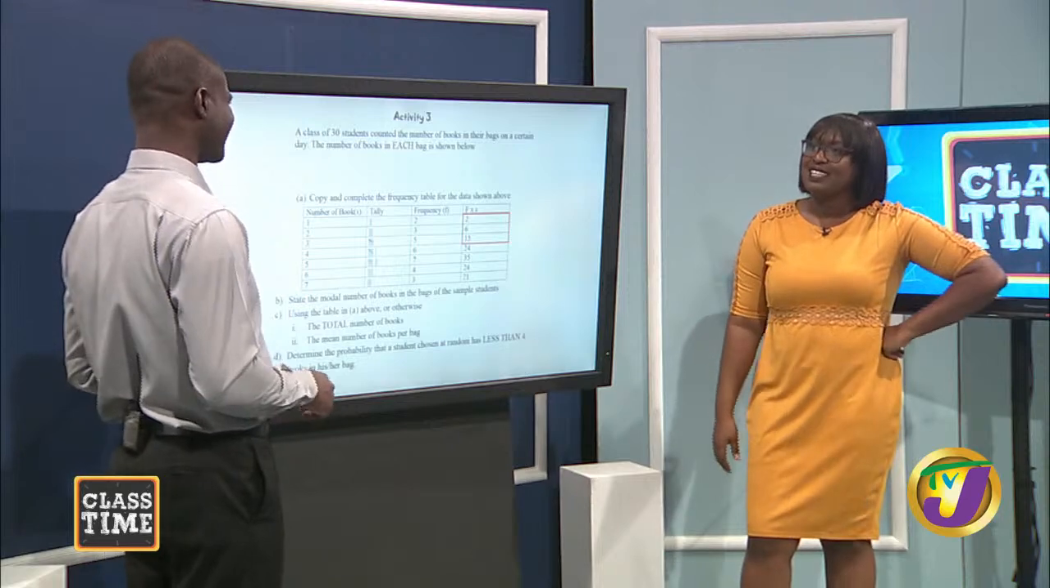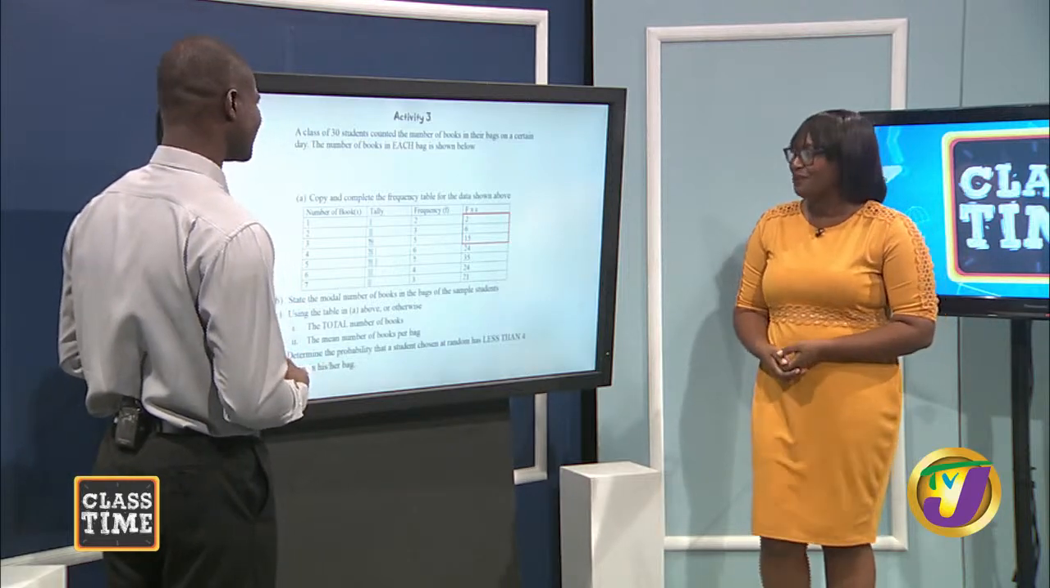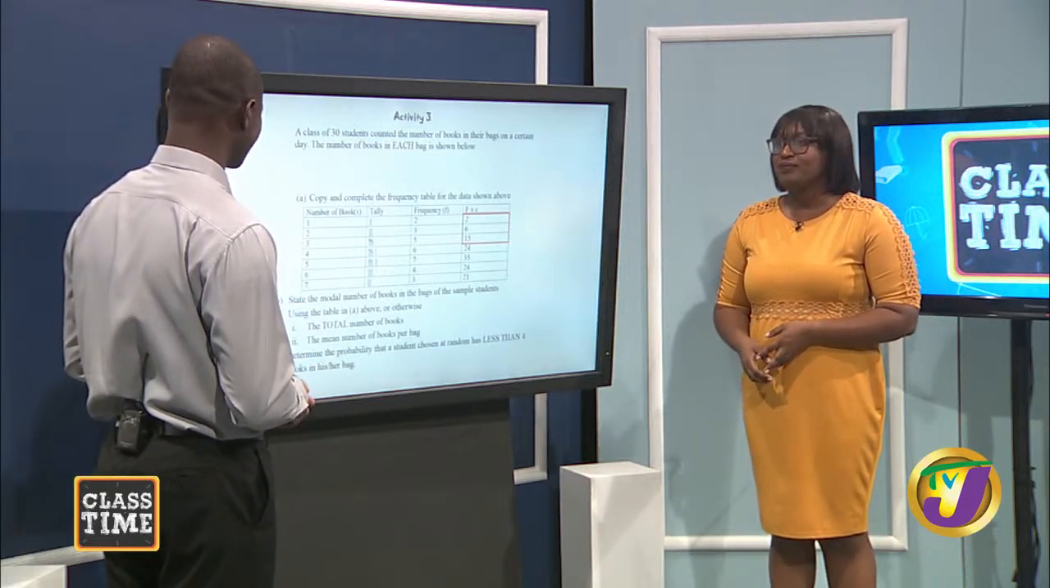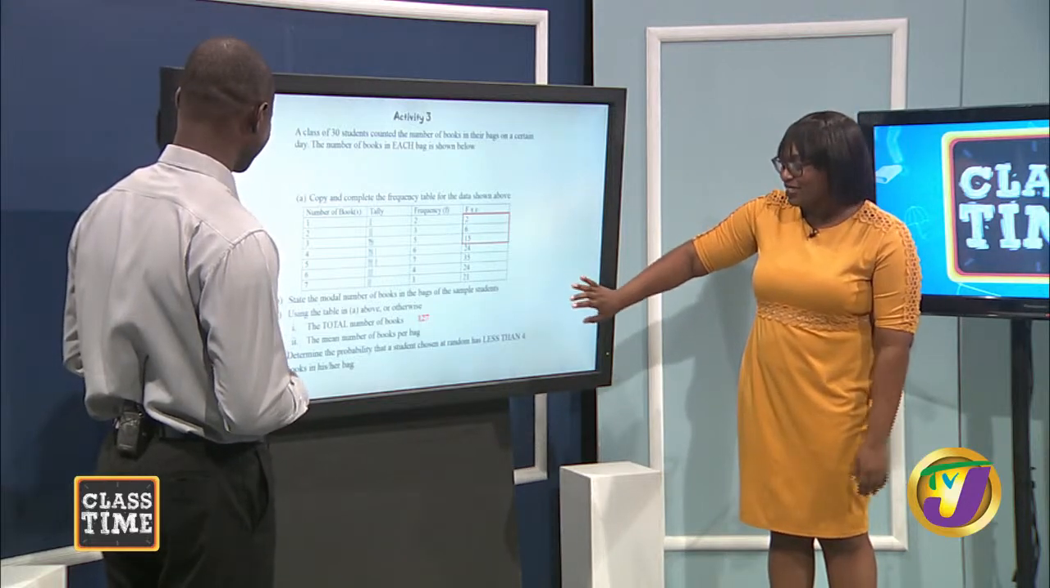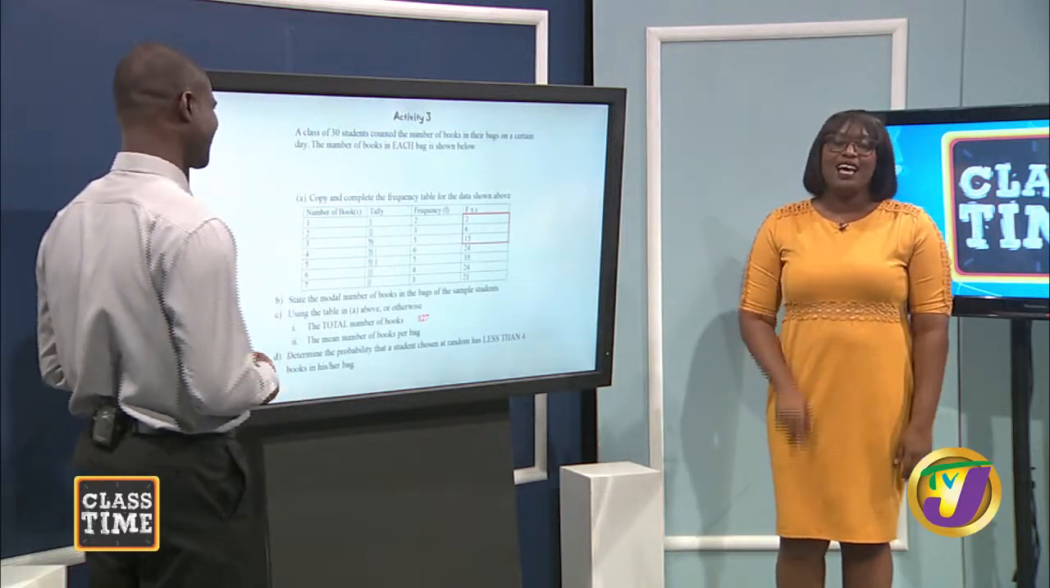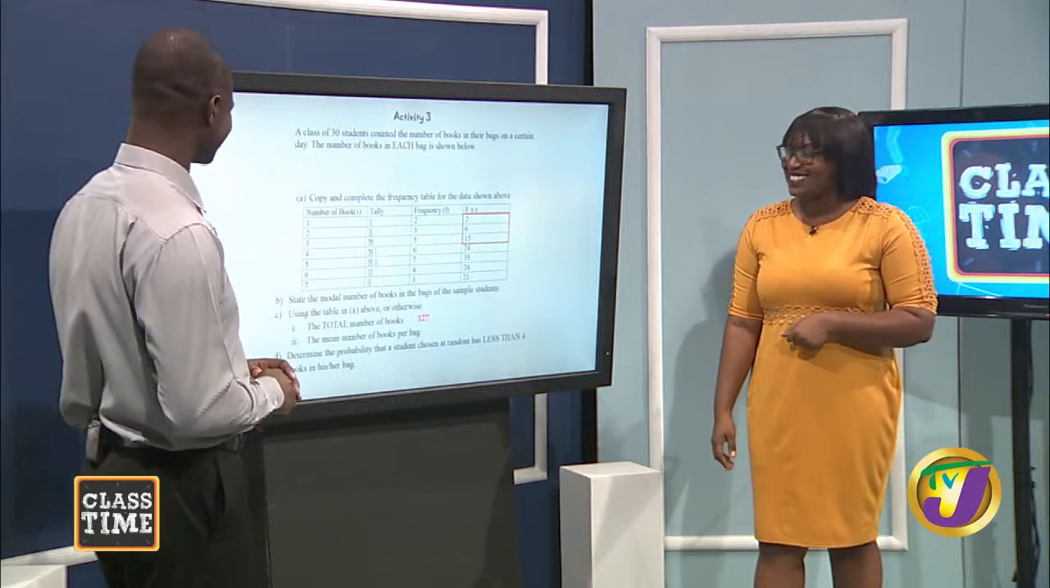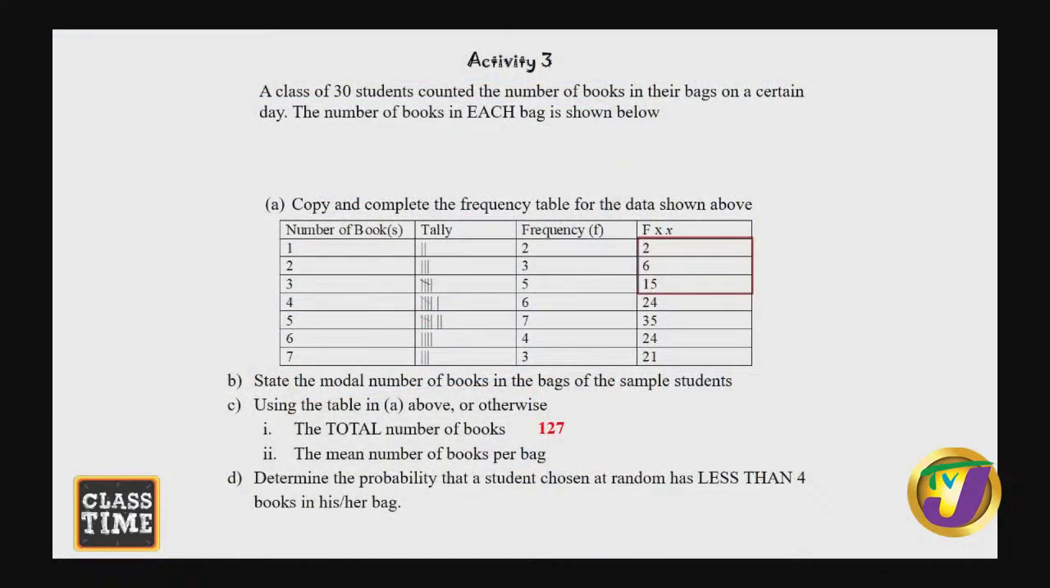Oh gosh, Mr. Price. That's a lot. 127. Oh, wow. Mr. Price is very fast with the math. So let's see if you're correct, sir. Oh, 127. I have a feeling Mr. Price knows the answers. All right, so it's 127 books.